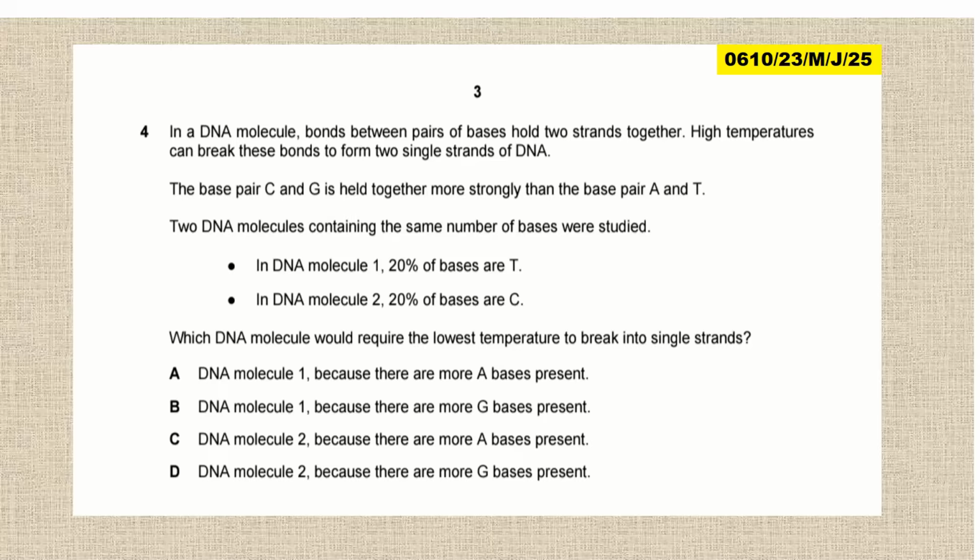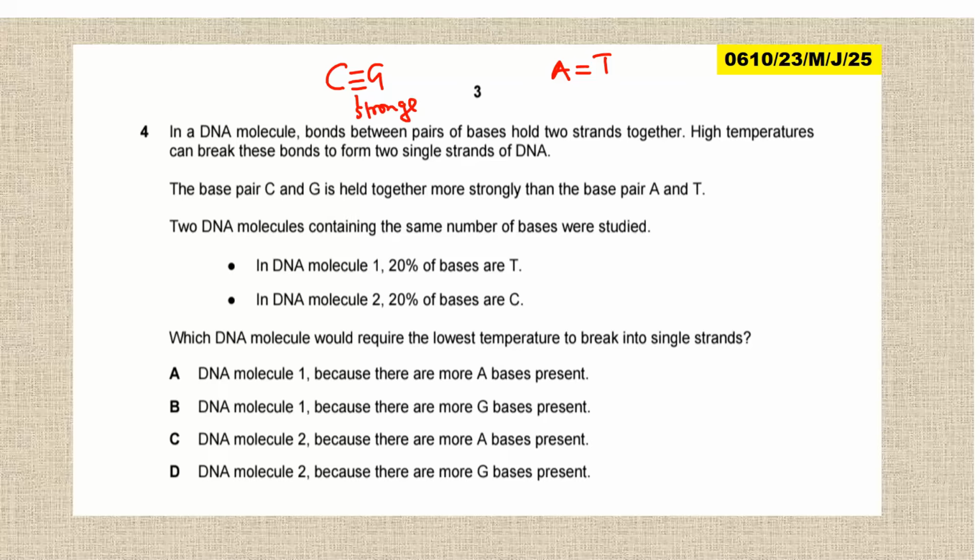The base pair C and G is held together more strongly. You know that C and G is a triple bond, held together more strongly than A and T. A and T is a double bond. So you expect this one to be strong. But that is not the question.